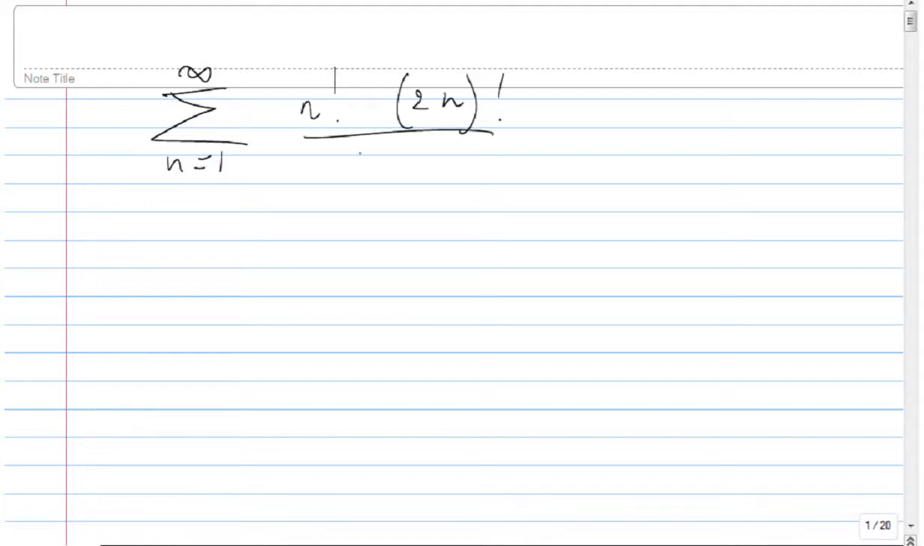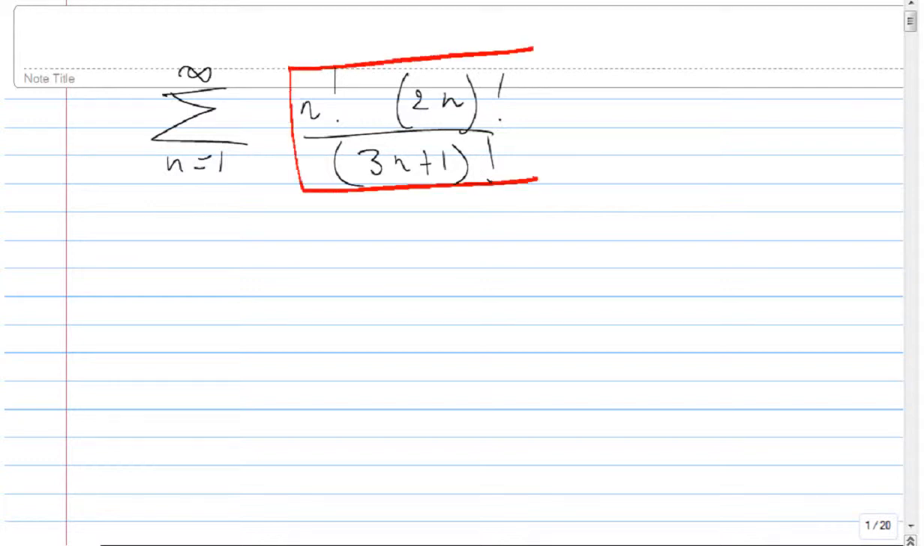This problem is a series that involves factorials. So this is a beautiful example where we'll be using the ratio test. Okay, so again, the series is the sum from n equals 1 to infinity of n factorial times (2n) factorial over (3n plus 1) factorial. So we are going to use the ratio test. Okay, so for that, let us call this a_n.